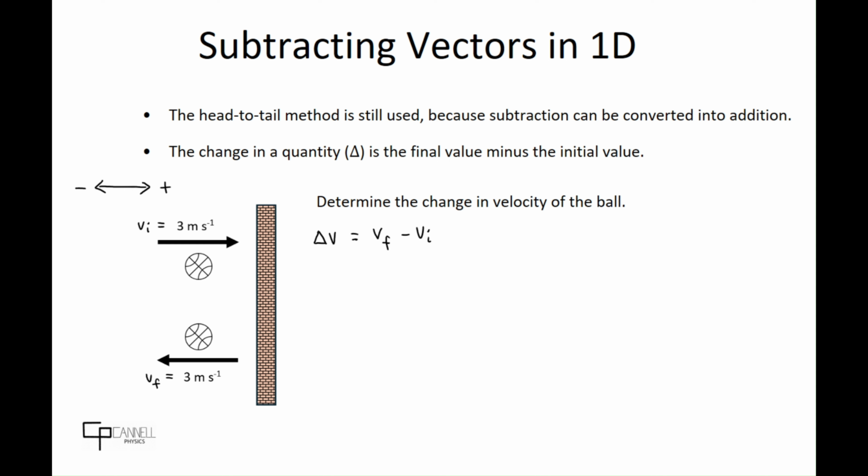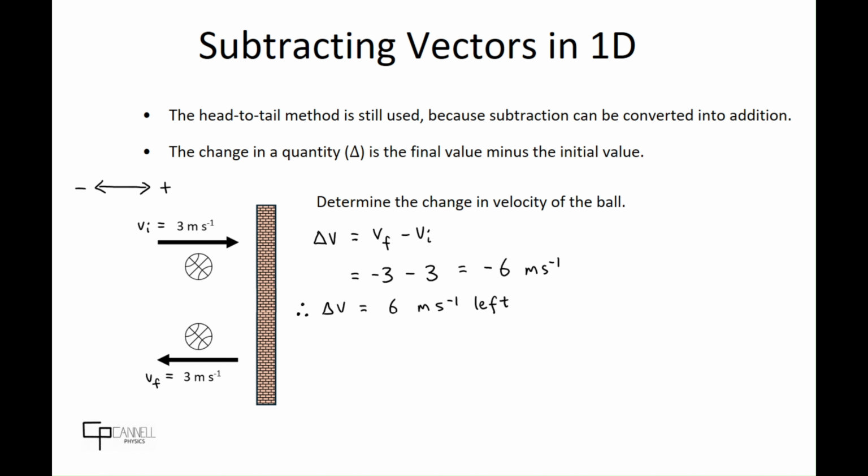So substituting and considering my sign convention, the final velocity is -3 because it's 3 to the left, minus +3, which is just -3 there. So there's still a minus here because of the original equation for a change. But the value 3 here for vi, that is a positive value. And this equals -6 meters per second. So the change in velocity is 6 meters per second leftwards.